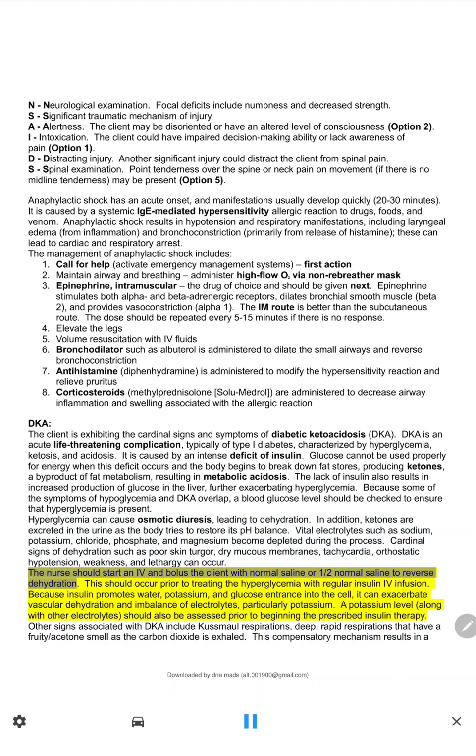The nurse should start an IV and bolus the client with normal saline or 1/2 normal saline to reverse dehydration. This should occur prior to treating the hyperglycemia with regular insulin IV infusion. Because insulin promotes water, potassium, and glucose entrance into the cell, it can exacerbate vascular dehydration and imbalance of electrolytes, particularly potassium. A potassium level, along with other electrolytes, should also be assessed prior to beginning the prescribed insulin therapy.